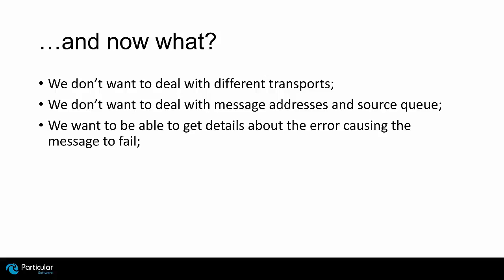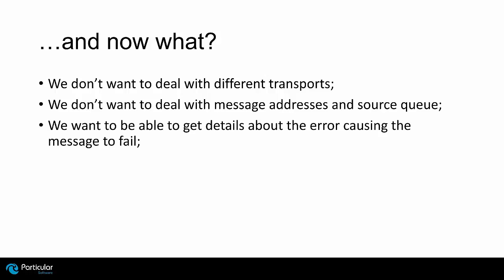And the other thing we do not want to do is work out where the failing message is coming from. The ops team is only required to say, we have a failed message, please infrastructure, retry that message for me. It's up to the infrastructure to know where the message was when it failed. And more than that, regardless of the transport and the infrastructure we are using, we want to be able to get details about the error that is causing the message to fail.